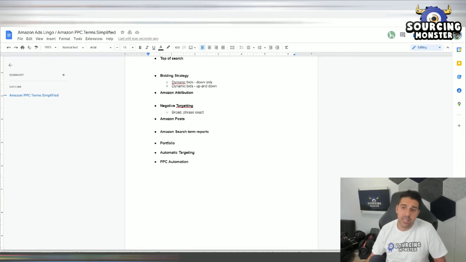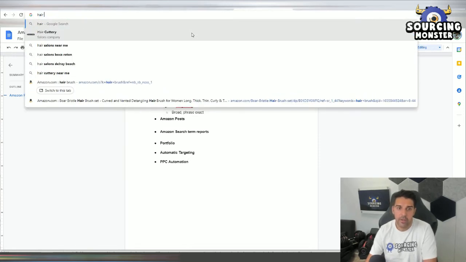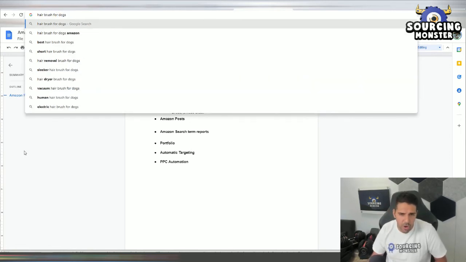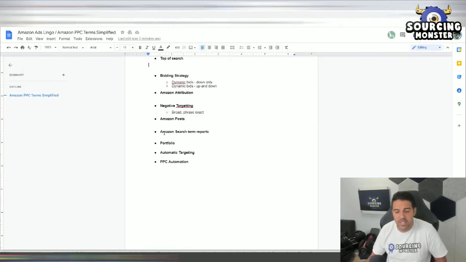Negative targeting. So let's say you have a broad match keyword, hair, and then someone searches for hairbrush for dogs, but your hairbrush is not for dogs. Your hairbrush is for people. Then you want to add dogs as a negative so it will not show anymore in the future. So you do that using negative targeting for the campaigns.